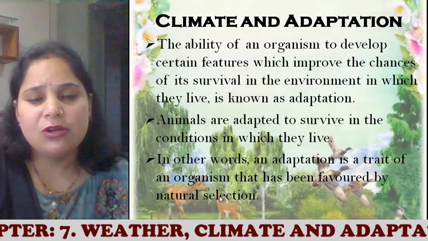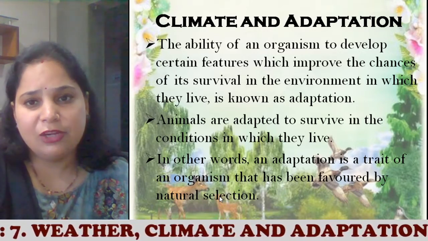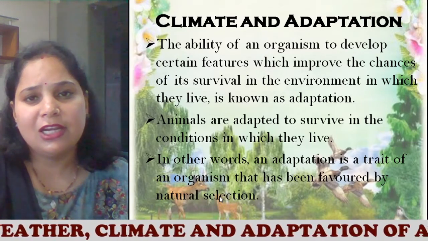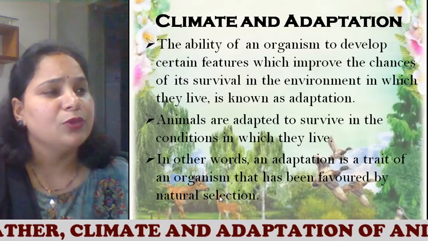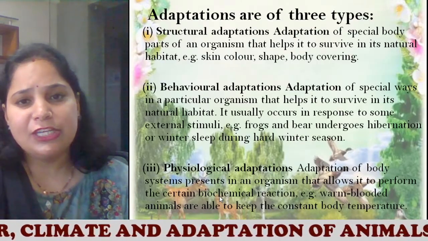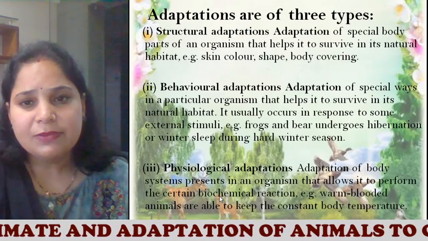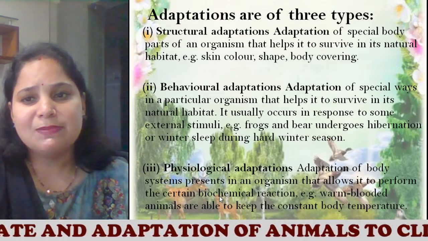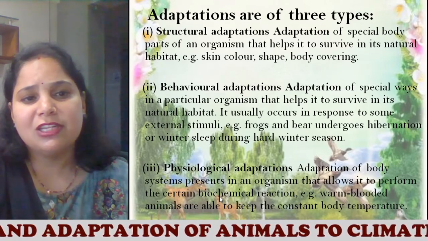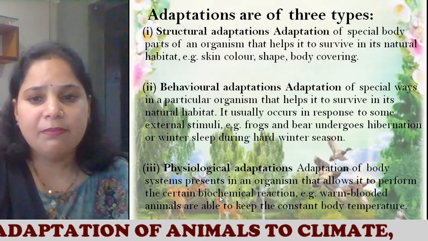It is a trait of an organism that has been favored by natural selection. It means whoever will be able to survive with the changes in the climate will survive. And these adaptations are of three types. First is structural adaptations. These are special body parts of an organism that help it to survive in its natural habitat. Example, skin, color, shape, body covering.